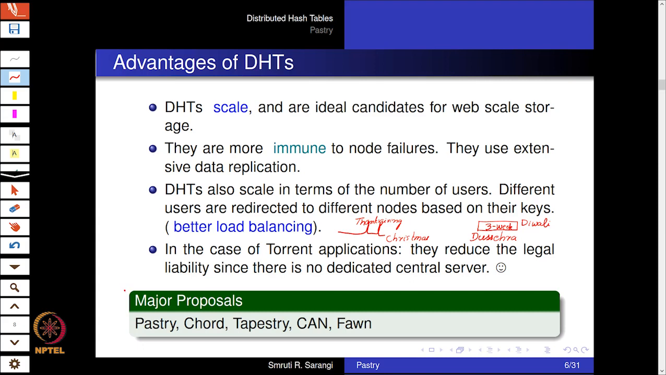So what are some of the major proposals in the world of DHTs? Well, we have Pastry, Chord, Tapestry, which is something that BitTorrent uses, not exactly, but systems are similar, CAN and Fawn. So these are some of the major DHT related proposals that are there.